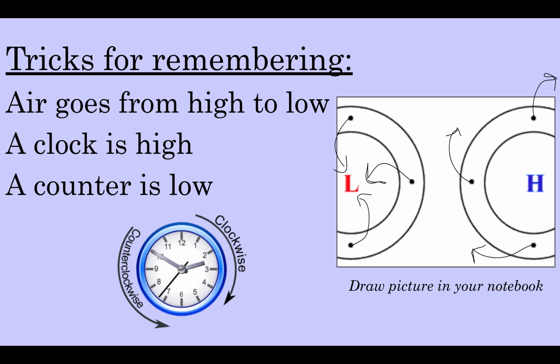In the low pressure system, now the air is going towards the low pressure system because air goes from high to low. So now the air is going towards the low. But again, it doesn't go straight towards the low pressure system. It spins, and it spins counterclockwise. And remember, the way you can remember that again is a counter is low. So for the low pressure system, it spins counterclockwise, or opposite the direction that a clock spins.